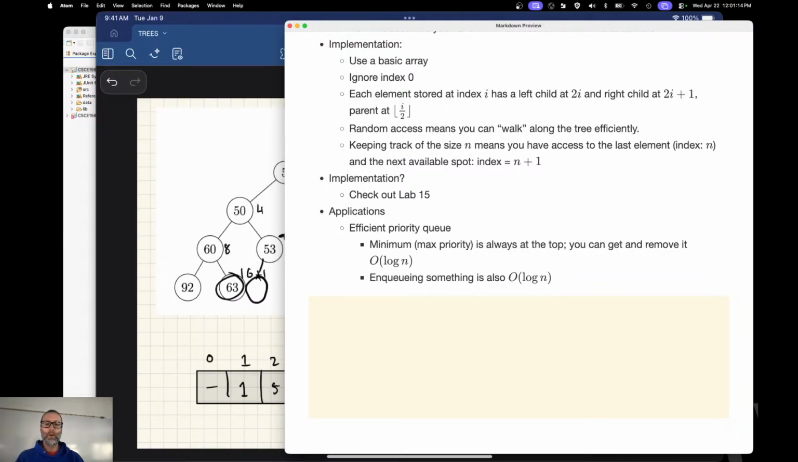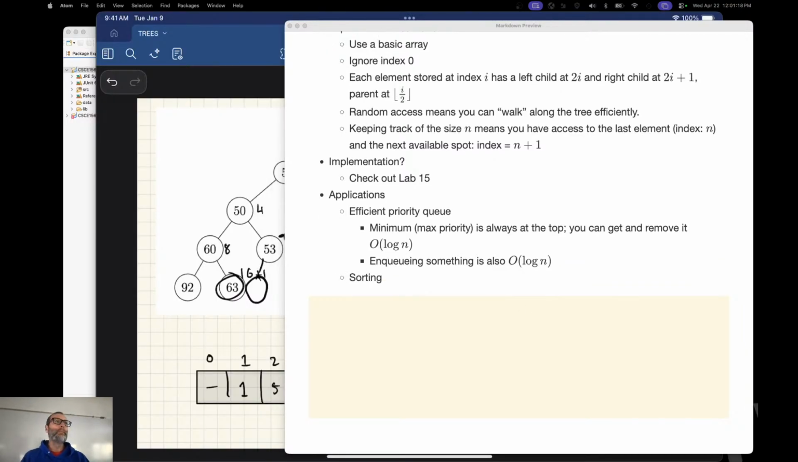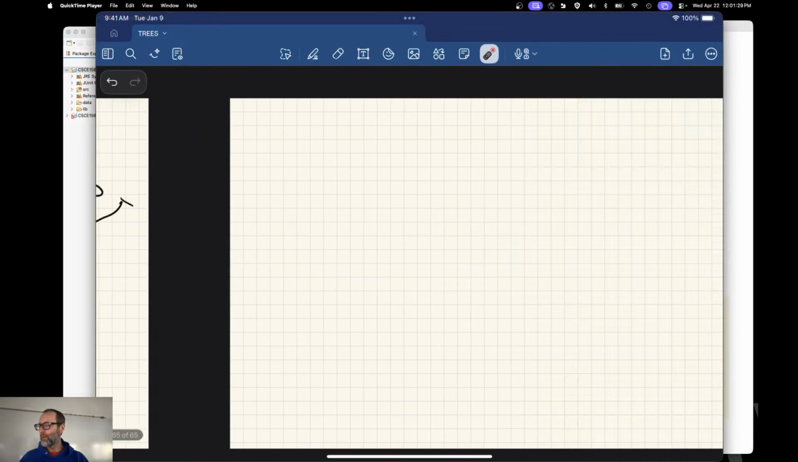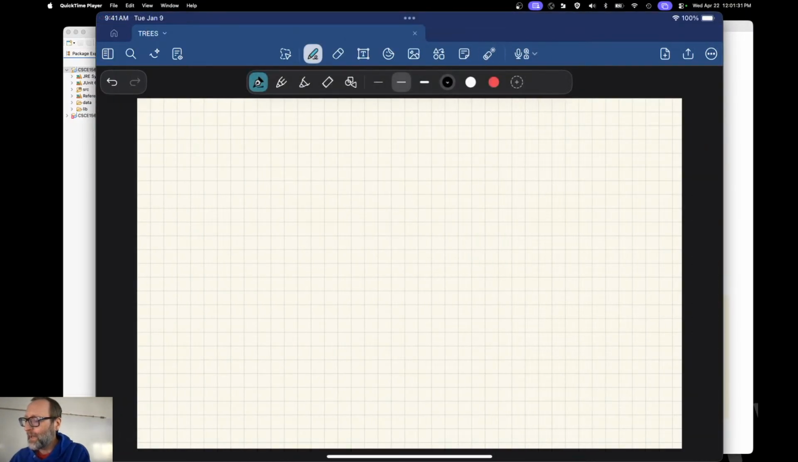Okay. The other application is sorting, right? Because if I just put stuff in and take stuff out, what order is it going to be taken out in? Minimum, right? So let's write that algorithm. Right. It's going to be called heap sort. Why do you think it's called heap sort? Well, because it's using a heap, right?